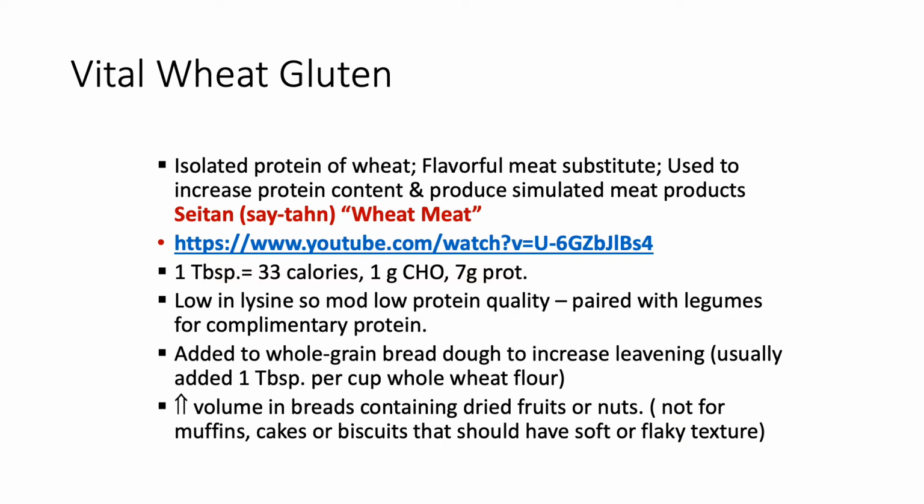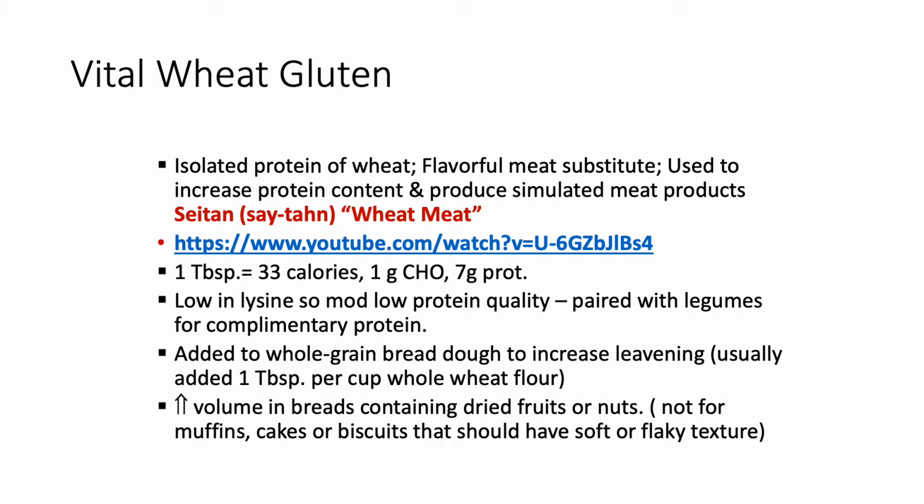Vital wheat gluten is the isolated protein of wheat. It's used as a meat substitute, seitan, and it's used to increase protein content and produce simulated meat products. It's also used as an added ingredient in some variety of products as well. It increases leavening and adds a chewy, meaty texture to other dishes. It's also one of the highest protein meat replacement options out there, even higher than most soybean products like tofu and tempeh.